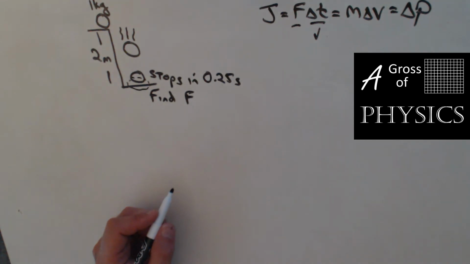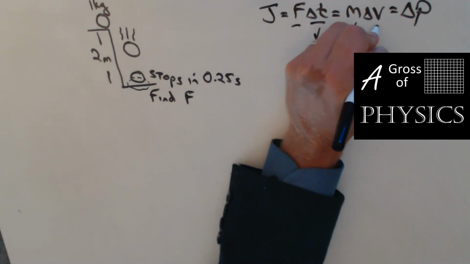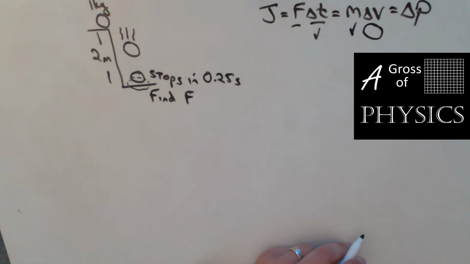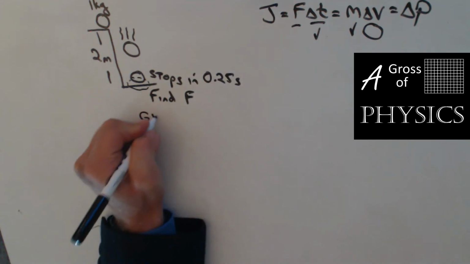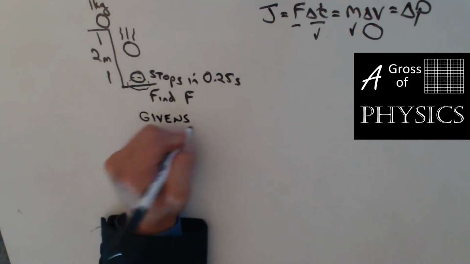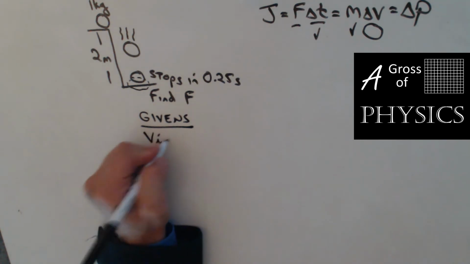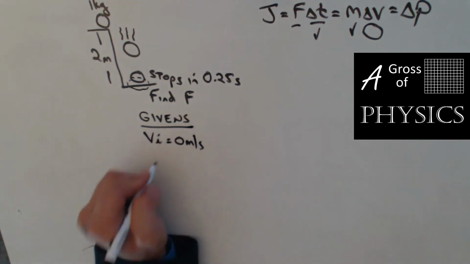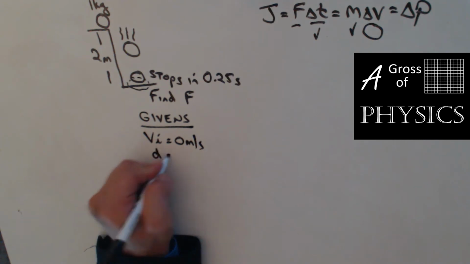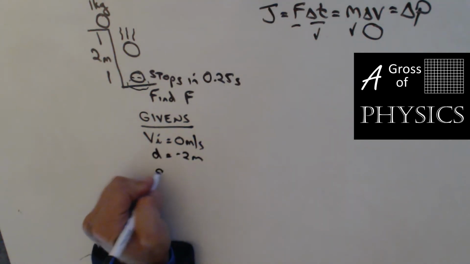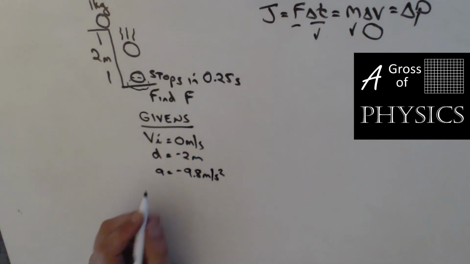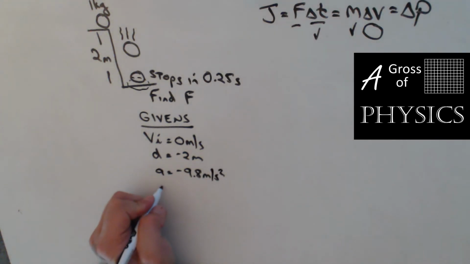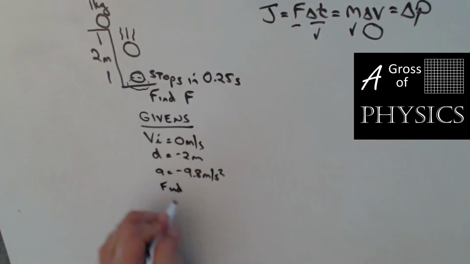Now, if we know the mass, all we have to do is find the change in velocity. How can we find change in velocity? Well, this is an object in free fall. So the givens would be as follows. Vi is 0, d is -2, a is -9.8 meters per second squared, and we're going to look for Vf.